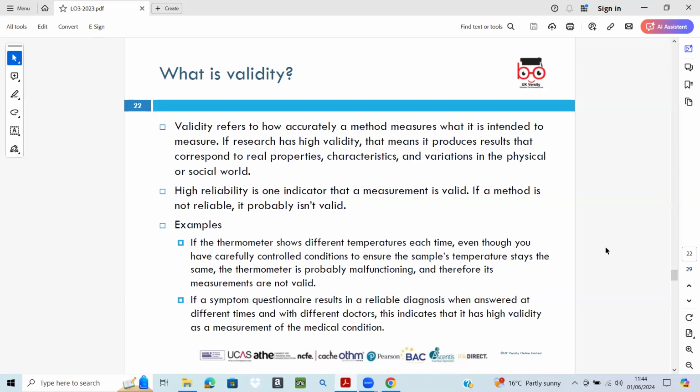Okay. So we need to consider a scenario where you are using a thermometer to measure the temperature of a liquid sample. Despite maintaining controlled conditions to ensure the sample temperature remains constant, the thermometer displays a different temperature each time you measure. So in this case, the inconsistency in the thermometer reading suggests a malfunction, rendering its measurement invalid. The thermometer fails to accurately measure the temperature as intended, highlighting a lack of validity in its measurement.